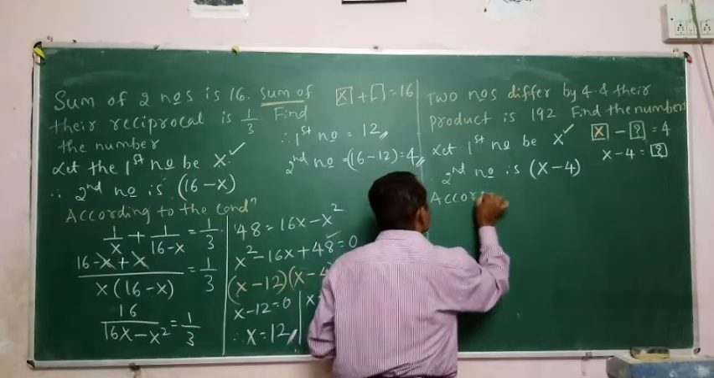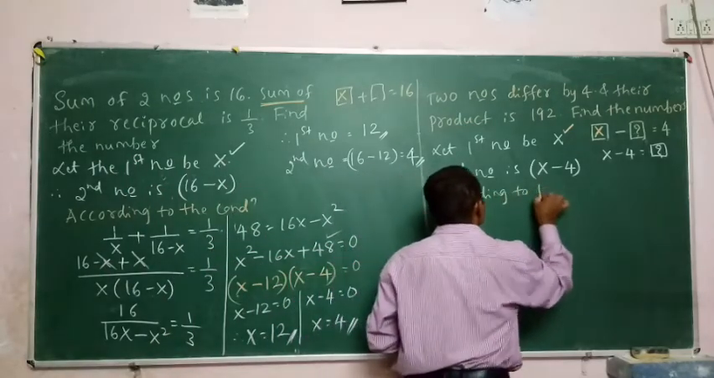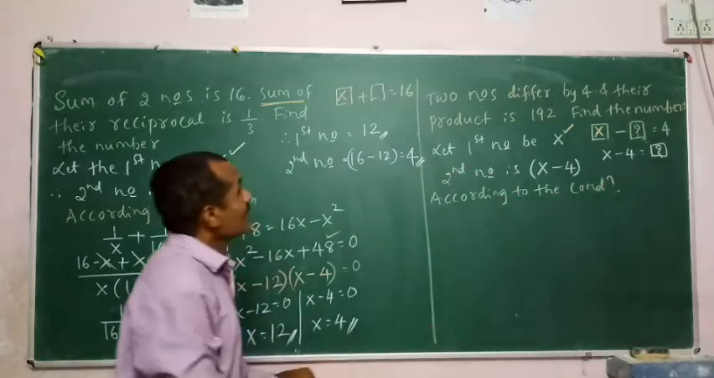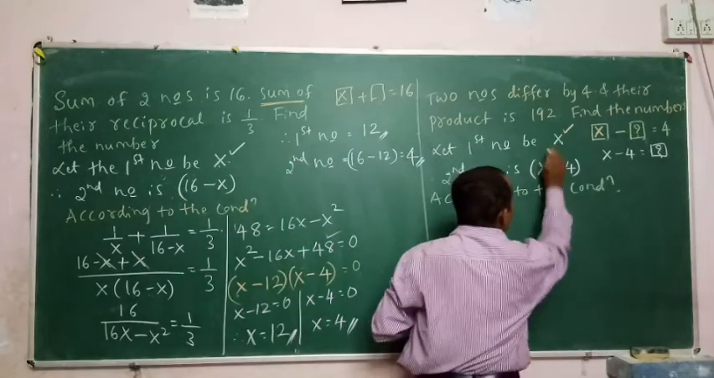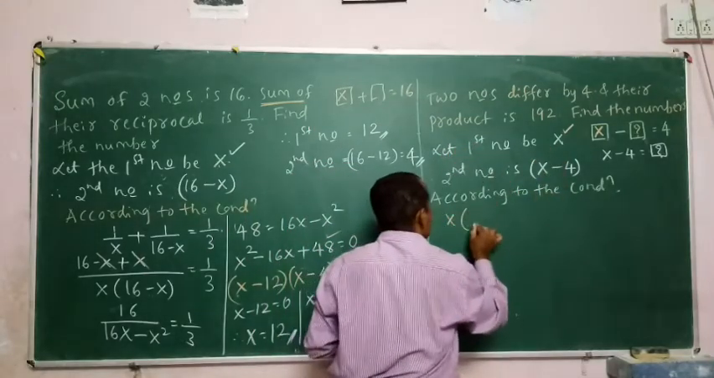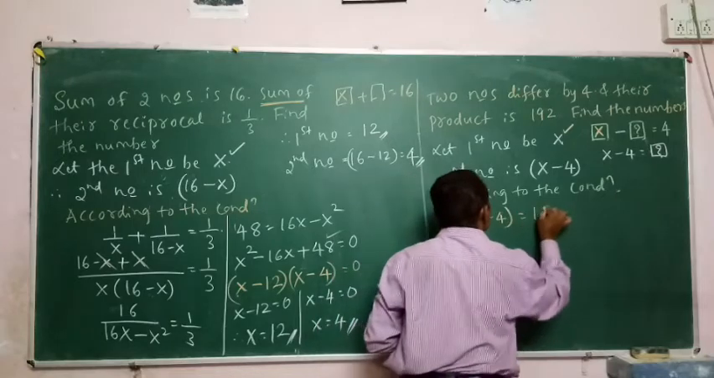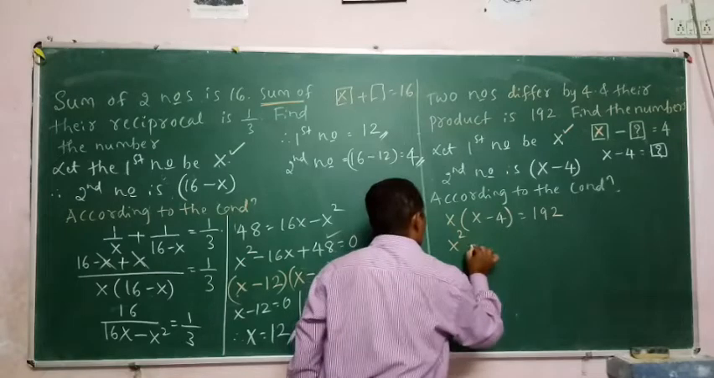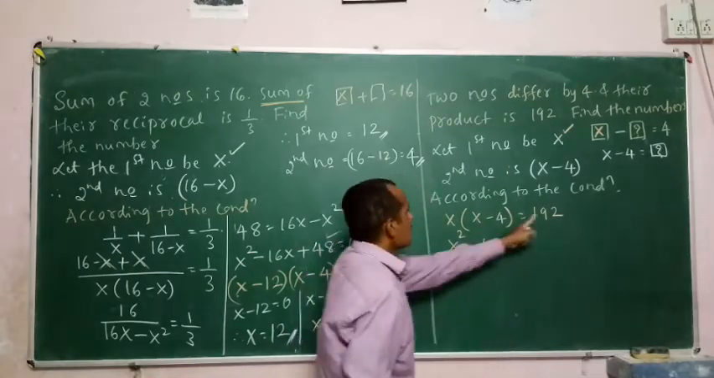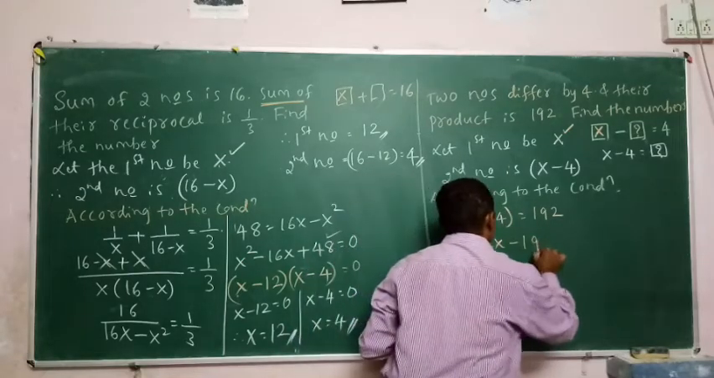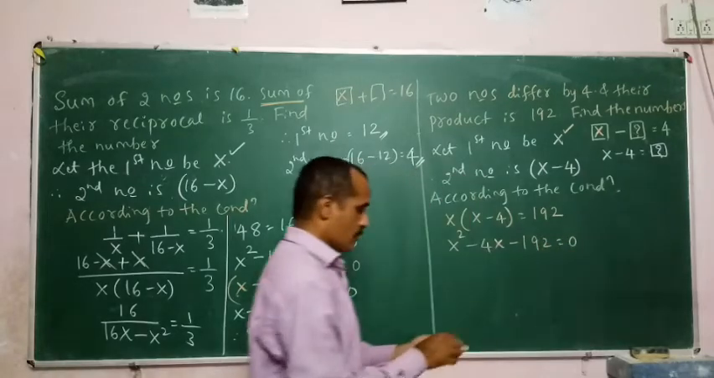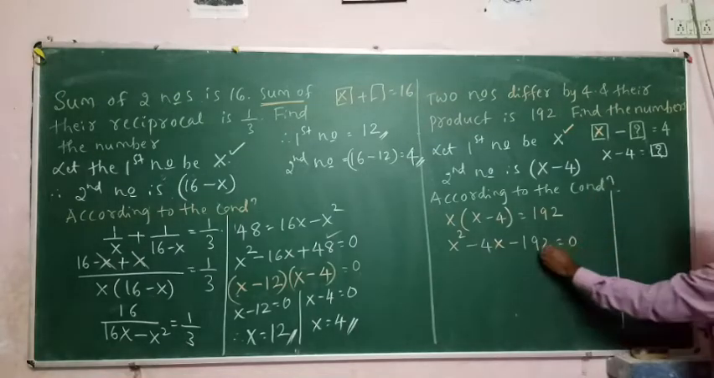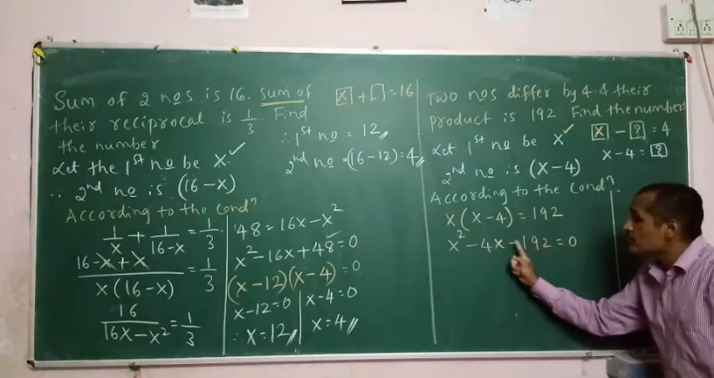According to the condition, their product, product means x into x minus 4 is equal to 192. Okay, x square minus 4x, shifted to the LHS, minus 192 is equal to 0. Okay. Multiply, you should get 192. On subtract, you should get 4.